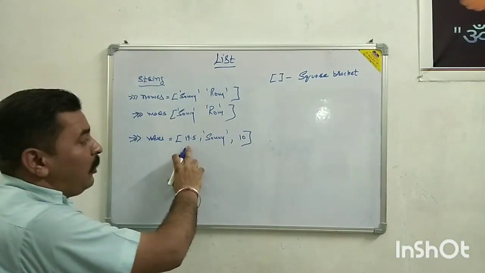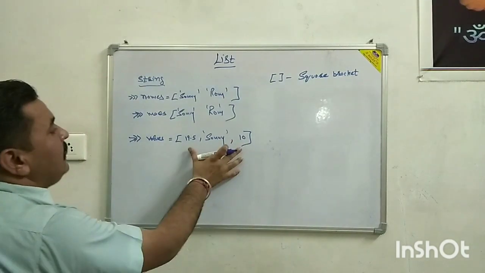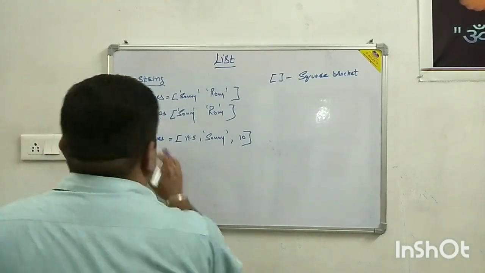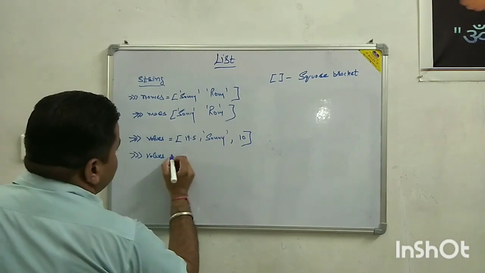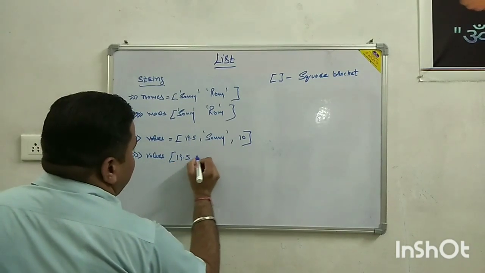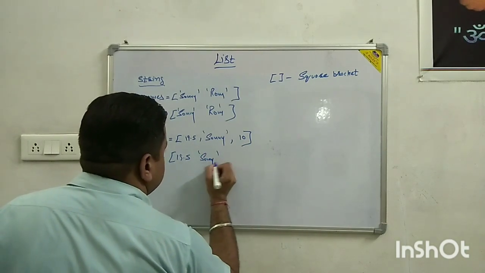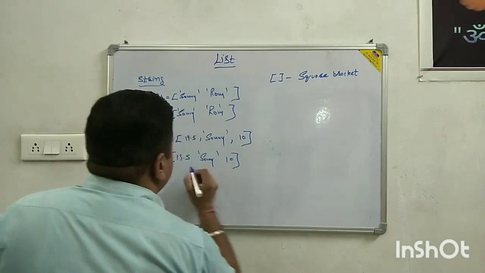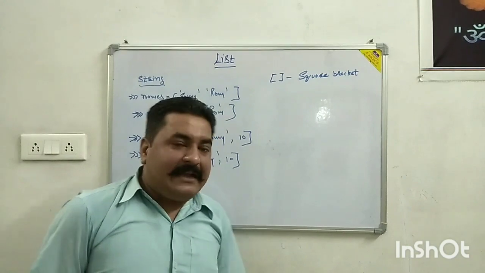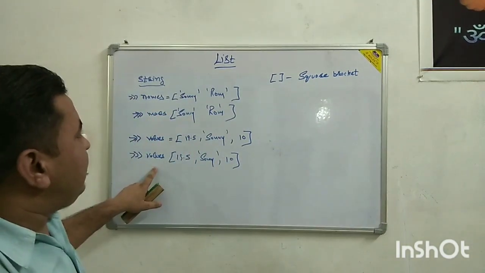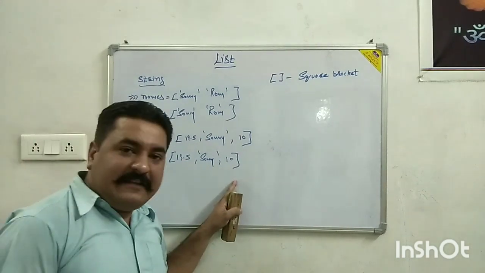This is a combination of float value, string value and integer value. So this is called a list. In this it will give us a result of values 19.5, Sunny and 10. So we will get this result, and after pressing enter, we can say that a list is a combination of float value, string value and integer value.